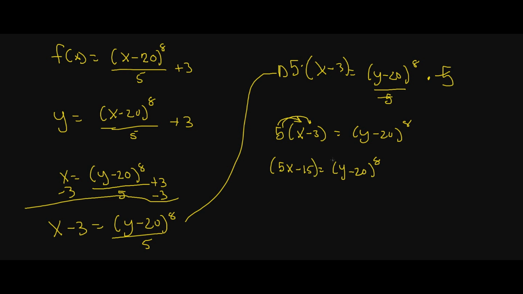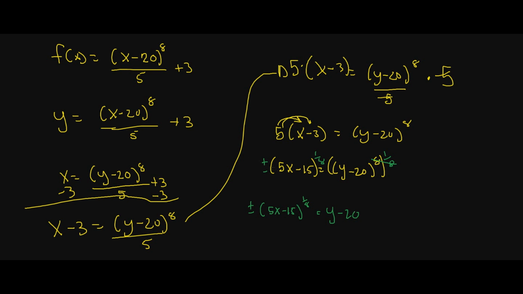Now we want to get rid of the 8. So what do we do? Well, we raise to its reciprocal, which is 1 over 8. Okay, because the exponent is even, you know it's going to make a U shape. So we're going to have to put our plus or minus. We get plus or minus 5x minus 15 raised to the 1/8 is equal to y minus 20.